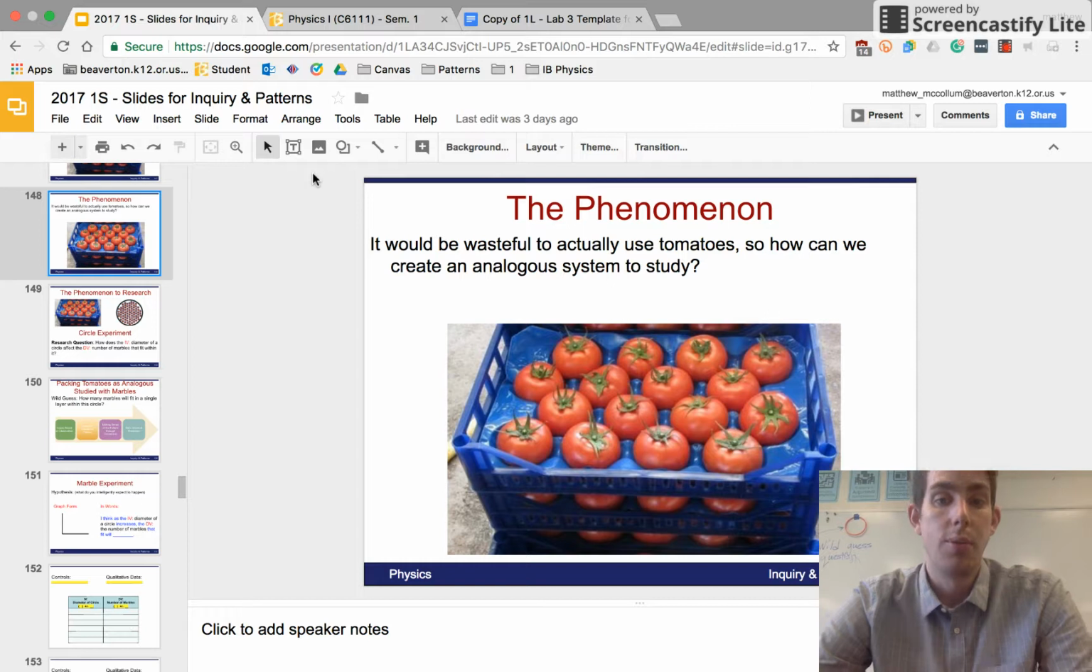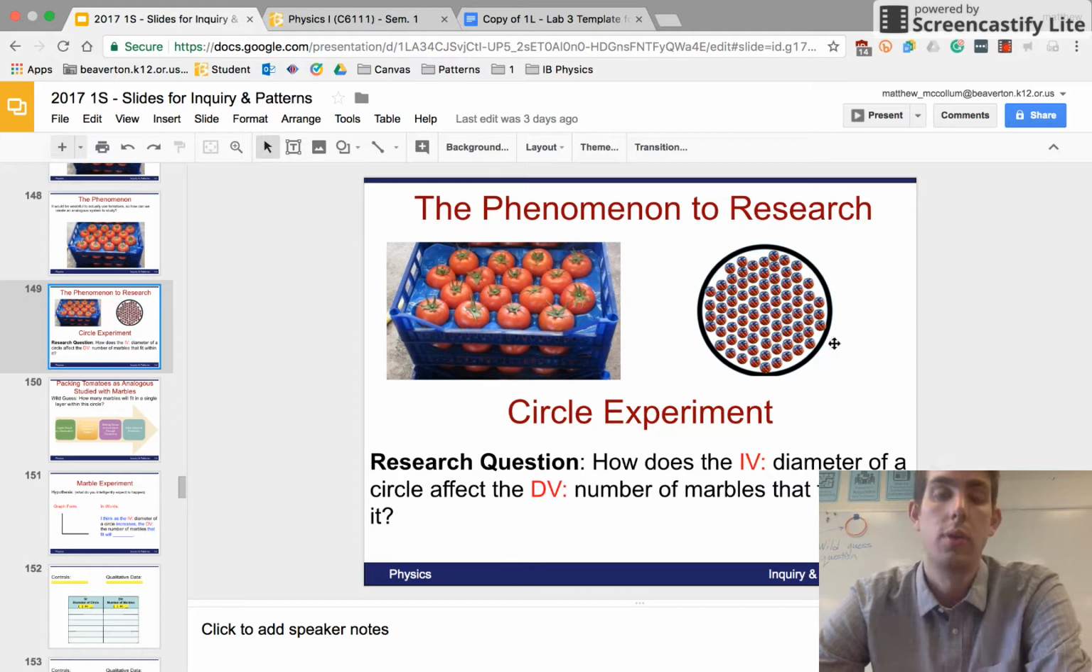The phenomenon that we're going to look into is packing and how we can pack tomatoes more efficiently. If you look at these tomatoes, they can only be packed in a single layer. We can't pack them on top of each other or else they bruise. It would be wasteful and expensive for us to use tomatoes, so instead of using tomatoes as our situation, we're going to look at packing marbles.